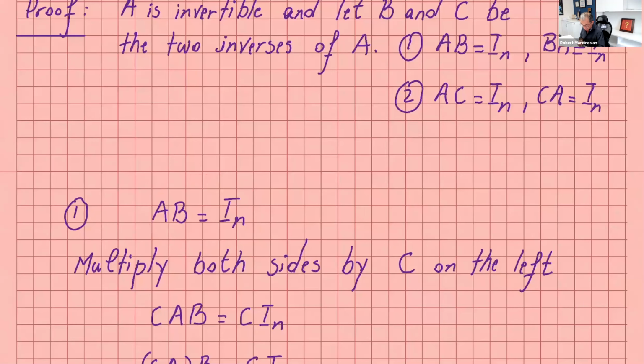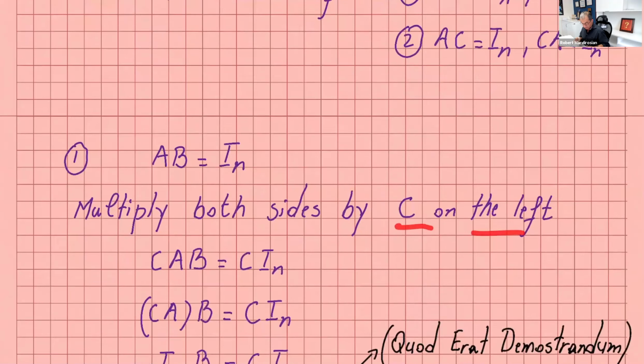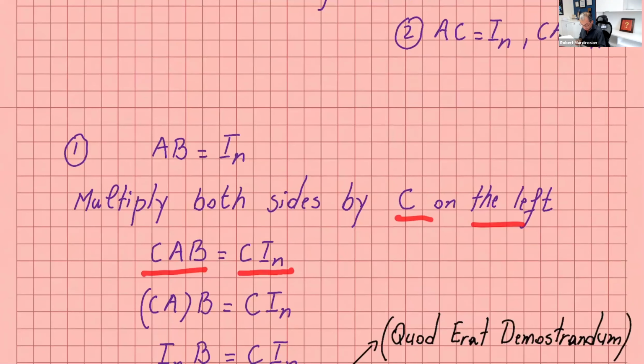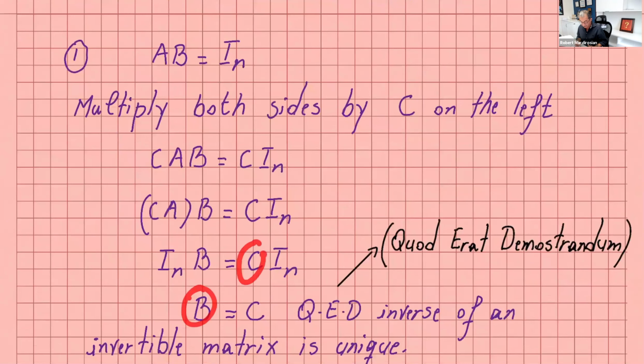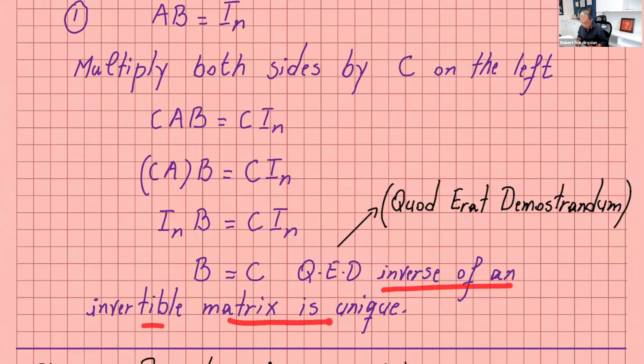Now we can start with number 1. Multiply both sides by C on the left. So you have C times AB equals C times In, but CA we know is also In. So In times B equals C times In. Instead of CA, you can put In. But what is In times B? A matrix times the identity matrix. The answer is always the matrix itself. And C times In is C, therefore B equals C. So the inverse of an invertible matrix is unique.